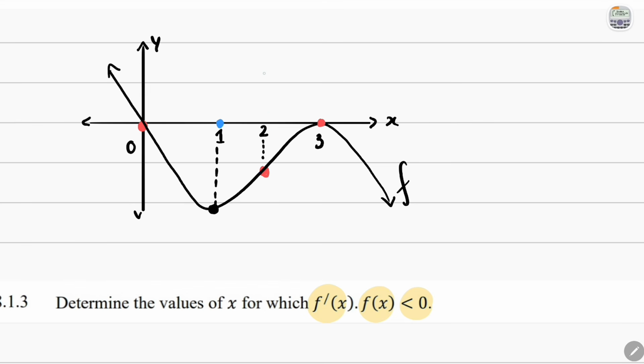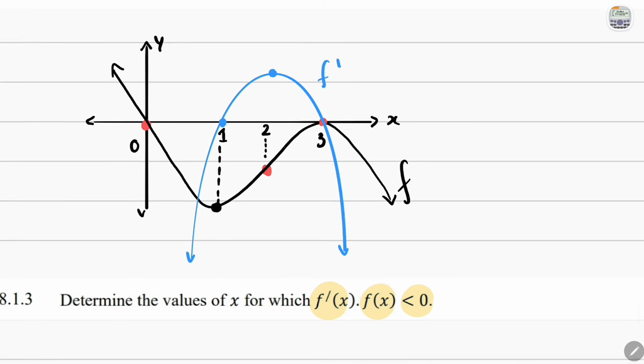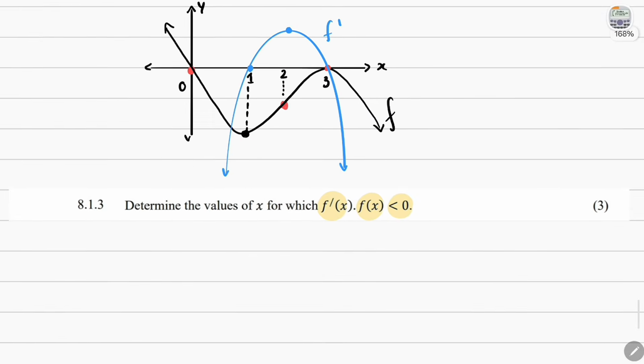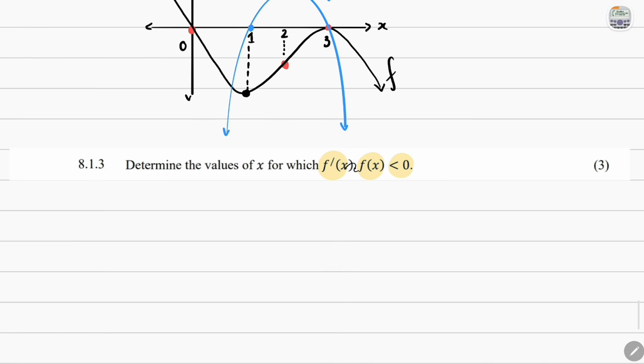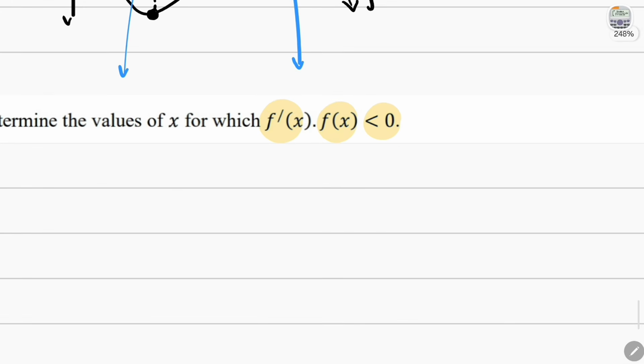So let's just say it looked like that, right? And so we're going to have this graph like this, intersecting at 1 and intersecting at 3. Let me just try to draw it nicely. Okay, so this is f prime that we have. And now we need to show where f prime multiplied by f of x is less than 0. So these refer to the y values of these graphs. So where will the y values of f prime, if we multiply them by the y values of f, be less than 0?